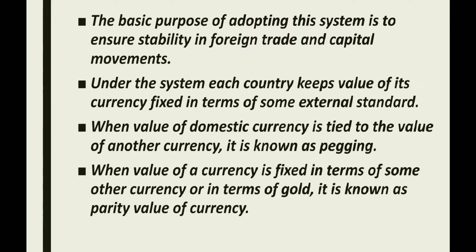To achieve stability, government undertakes to buy foreign currency when the exchange rate becomes weaker and sell foreign currency when the rate of exchange gets stronger. Under the system, each country keeps value of its currency fixed in terms of some external standard. When value of domestic currency is tied to the value of another currency, it is known as pegging. When value of a currency is fixed in terms of some other currency or in terms of gold, it is known as parity value of currency.